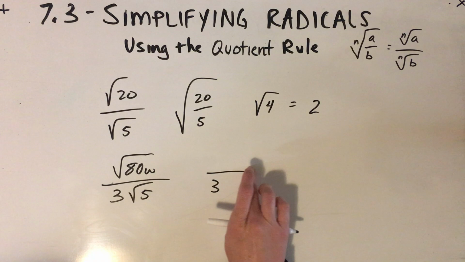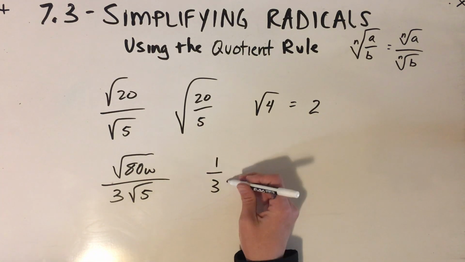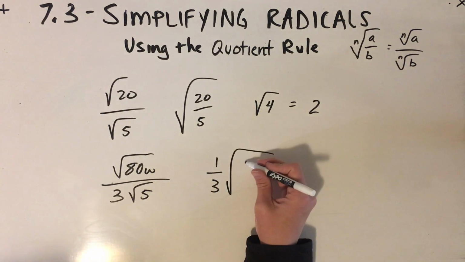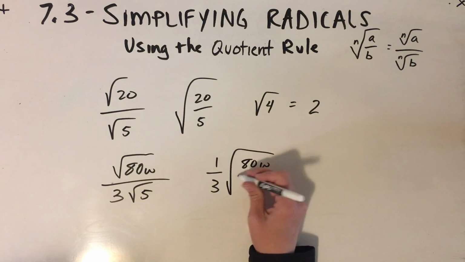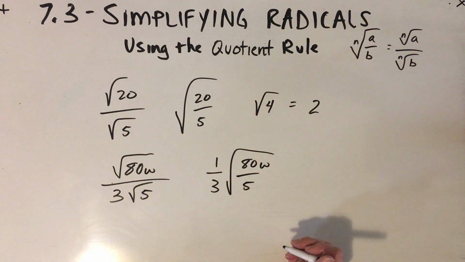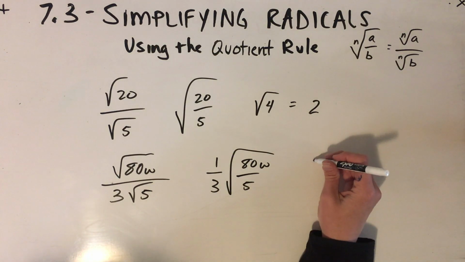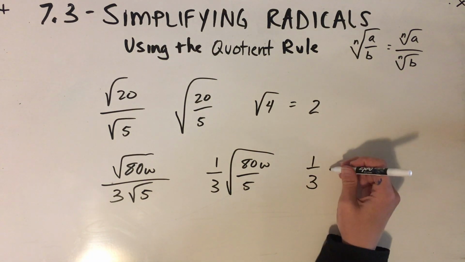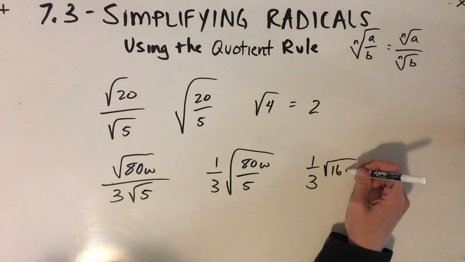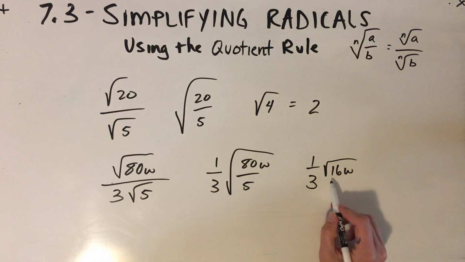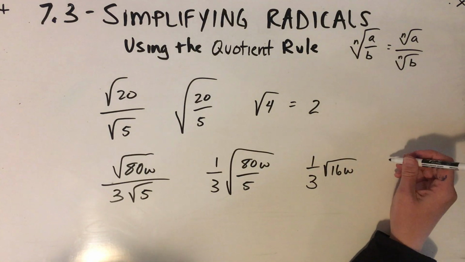But what is going to be underneath this radical now is 80w over 5. Well, I can divide 80 by 5. That is going to be the square root of 16w. The square root of 16 is going to be 4.